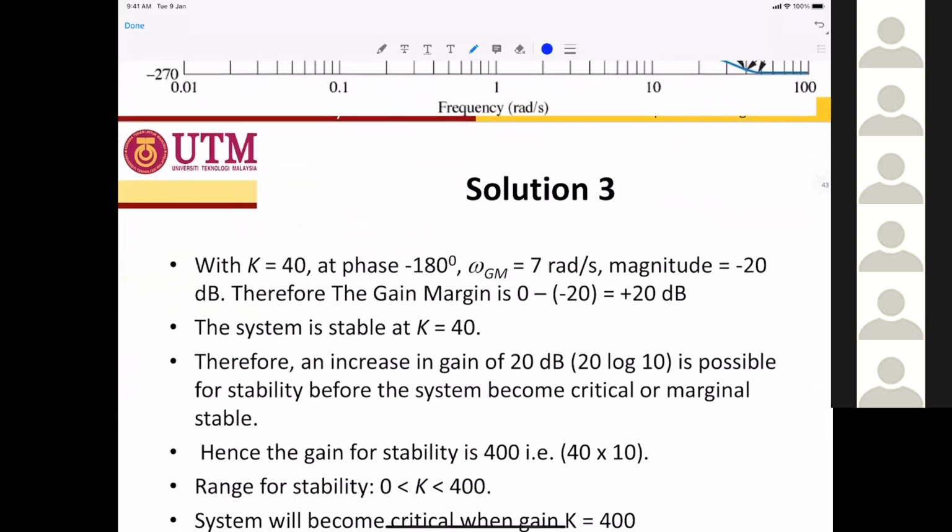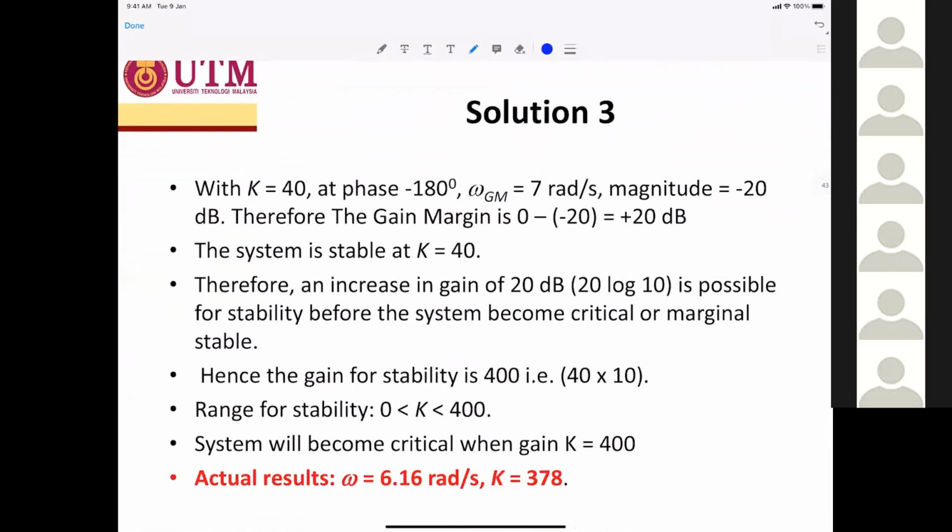Okay. So here is the solution. When k is equal to 40, at phase minus 180 degrees, omega gain margin is 7 radian per second. From the computer, it is 6.16 radian per second, so more or less the same. Magnitude is minus 20 decibels, so the gain margin is 0 minus minus 20, which is 20 decibel. The one that we get from the computer is positive 19.5.